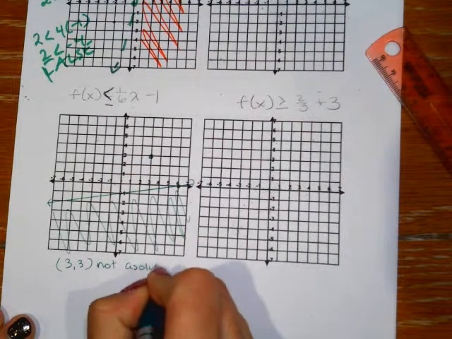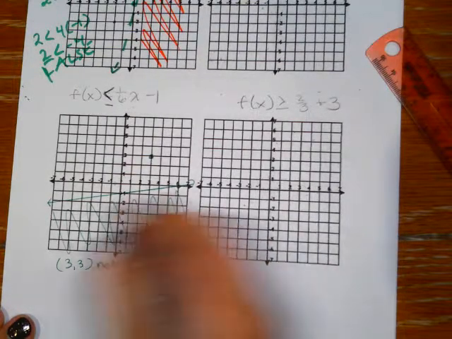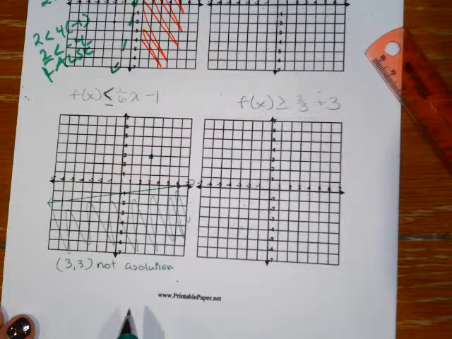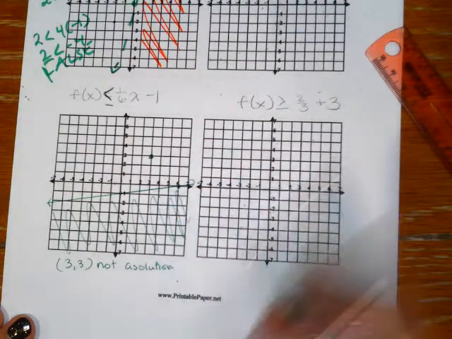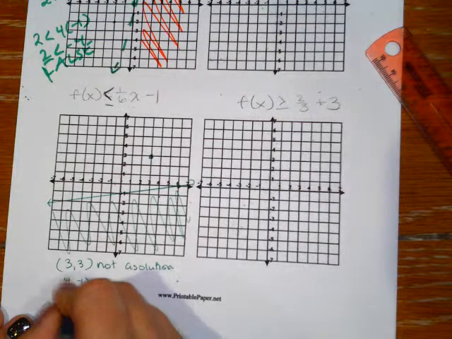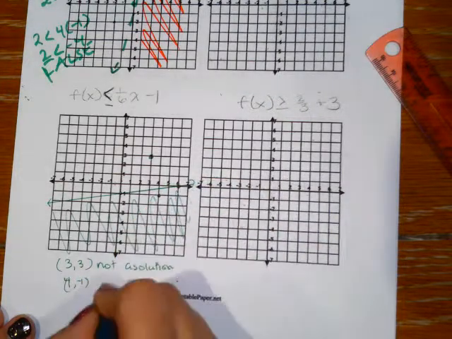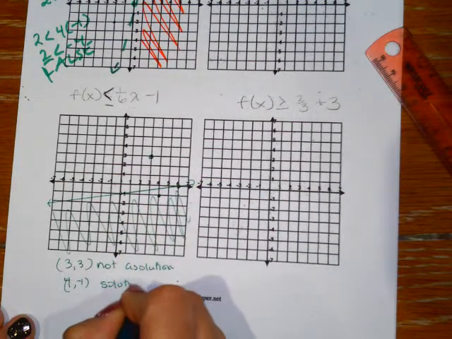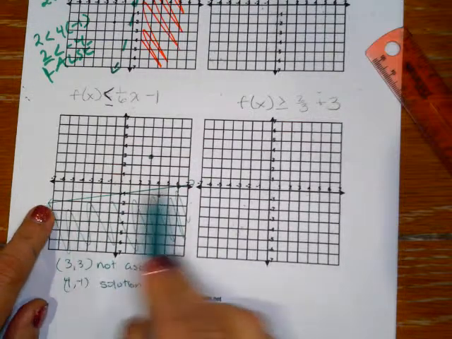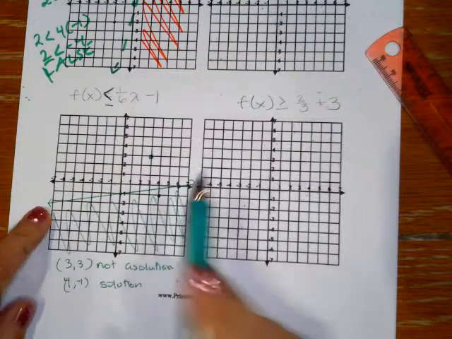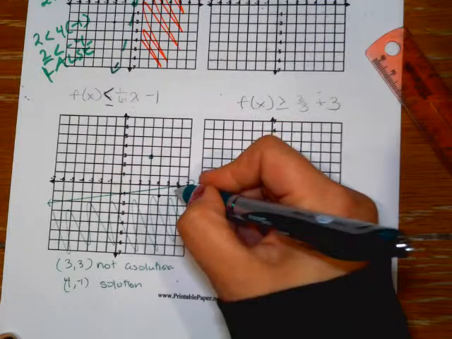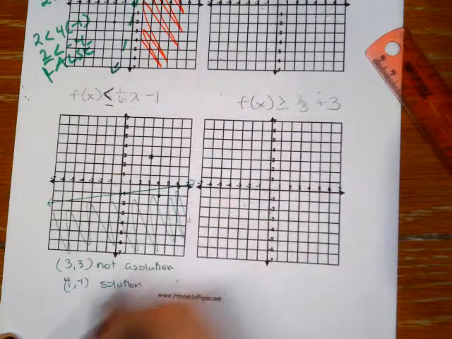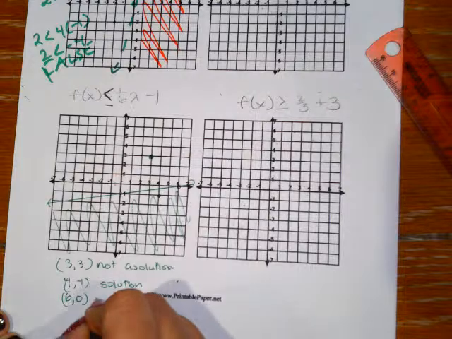If they ask you to give a solution, anything in the shaded area works. So I can put 4, -1. That guy is right there. He's a solution. That works. When your line is solid, like this, anything on the line counts. So if they ask you, is 6, 0 a solution?